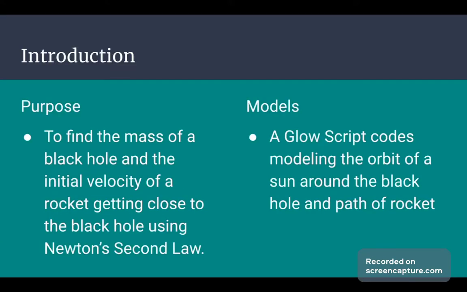The purpose of this lab is to find the mass of a black hole given the mass and path of a star orbiting it. In the second part of the lab, we were tasked to find the initial velocity of a rocket so that the rocket gets close to the black hole without getting sucked in. The models in this lab were two GlowScript codes modeling the orbit of the Sun around the black hole and the path of the rocket.